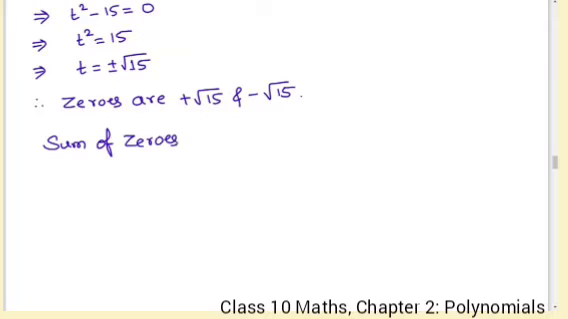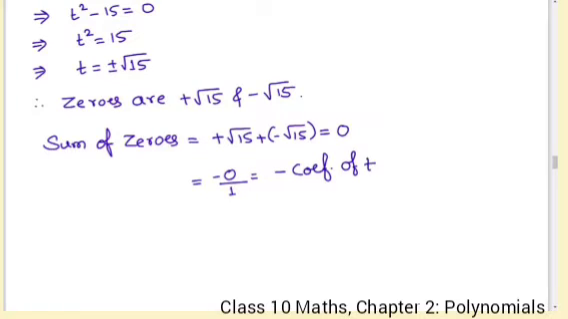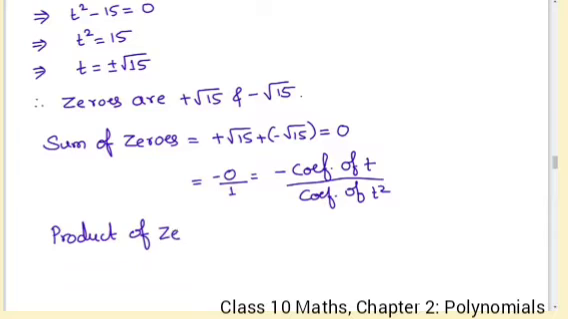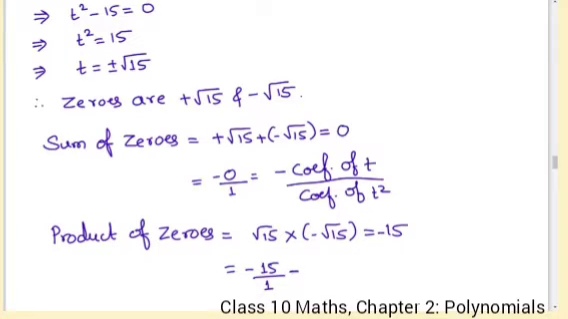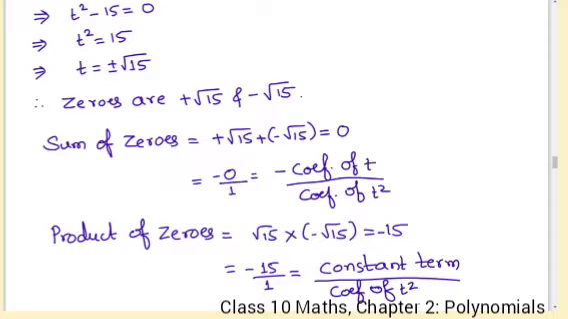Now find out sum of zeros, which is equal to plus root 15 plus minus root 15, which is 0. 0 can be written as minus 0 by 1, which is equal to minus of coefficient of t by coefficient of t square. Now product of zeros. Multiply square root of 15 into minus square root of 15, you will get minus 15, or you can write it as minus 15 by 1, that is constant term by coefficient of t square.